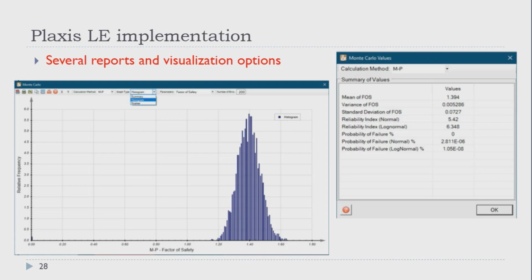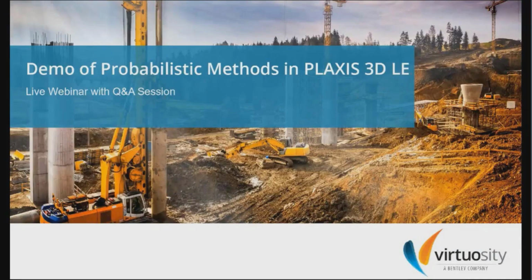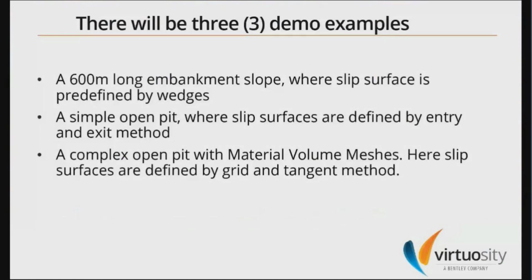Welcome everybody to the demo of probabilistic methods in PLAXIS 3D LE. There will be 3 demo examples. The first one will be a 600-meter long embankment slope where the slip surface is predefined by wedges. The second one will be a simple open pit where slip surfaces are defined by the entry and exit method. And the third one will be a complex open pit with material volume meshes. Here slip surfaces are defined by the grid and tangent method.